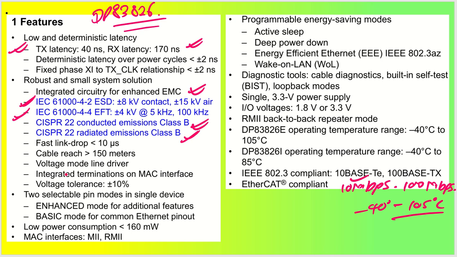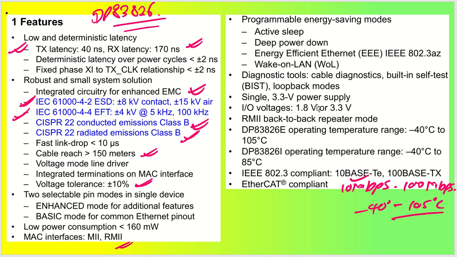And there are all other features also, like you can see it has a capability of 150 meters of cable reach, and it has a voltage tolerance of plus minus 10%, and at the same time it has an enhanced mode for additional features and a basic mode for common Ethernet pinouts, and it has very low power consumption as well, which is less than 160 milliwatts. There are MAC interfaces that we will talk about. This is the main terminology that we'll be talking about right now. So this has a capability of MII as well as RMII.